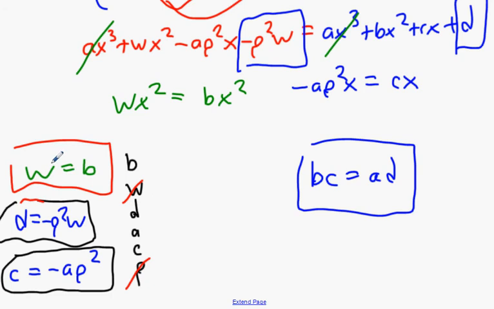We know that W equals B, yeah? So I'm going to change the second equation into D equals minus P squared, and instead of W, I'm going to put in, anybody? B. Do you understand what I did there? W equals B. Therefore, the W in this equation here can be replaced with B. Okay, I've now successfully eliminated the W. It's gone. My next step is to eliminate all P's. Now we have D equals minus P squared B, and C equals minus A P squared.